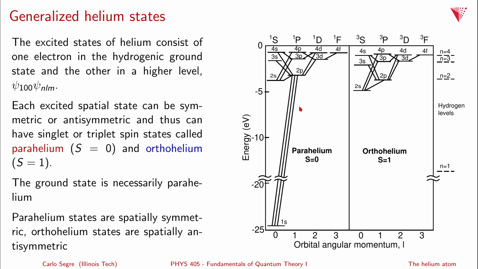Now, let's look at what these are. All the parahelium states over here are spin singlets. All the orthohelium states over here are spin triplets. So, the parahelium states are symmetric spatially, and the orthohelium, which are symmetric spin-wise, must be antisymmetric spatially.